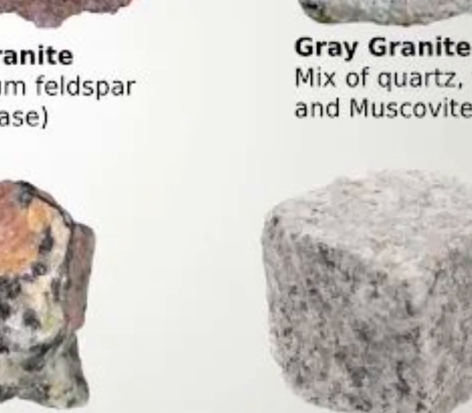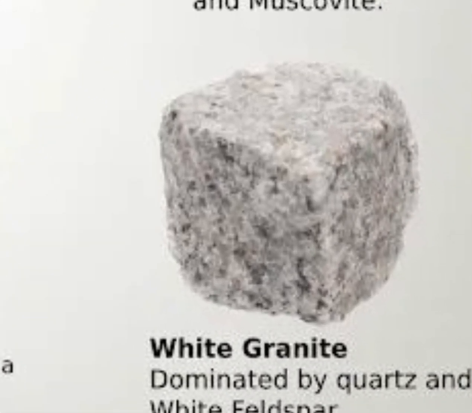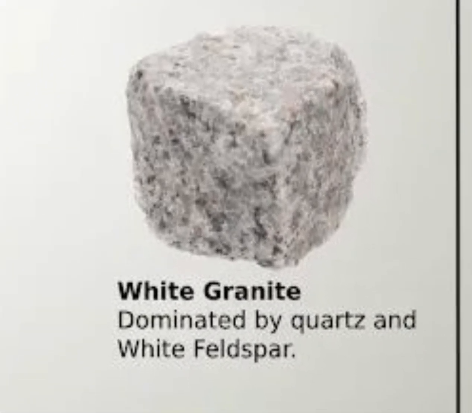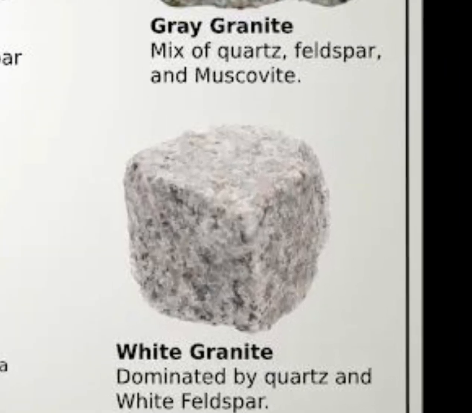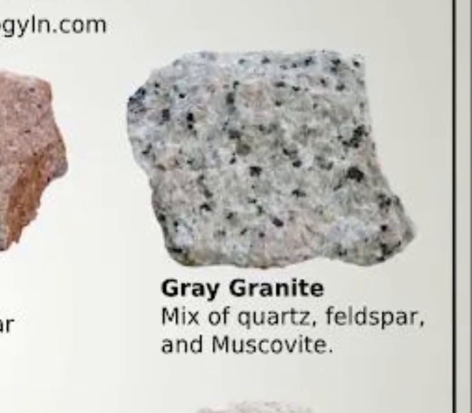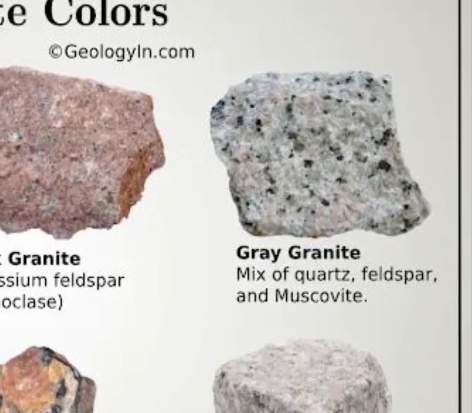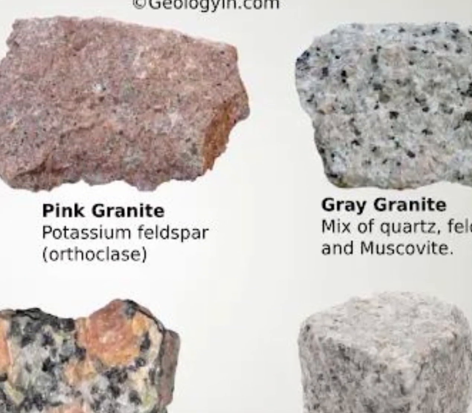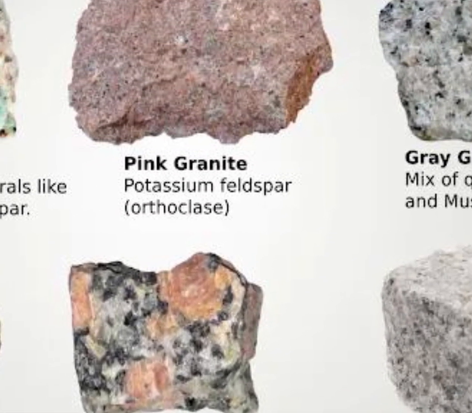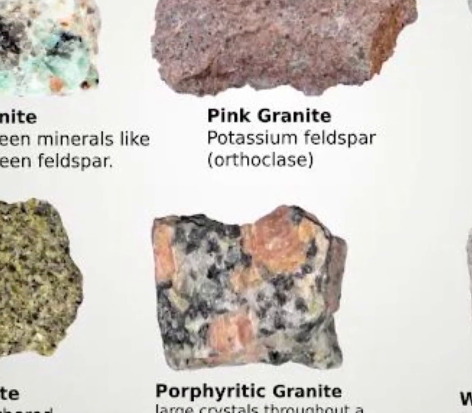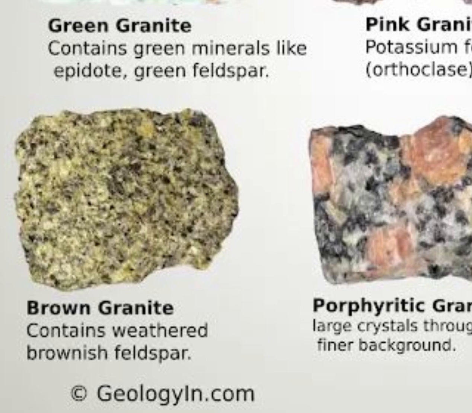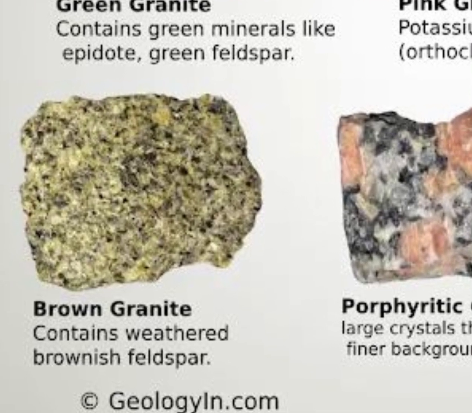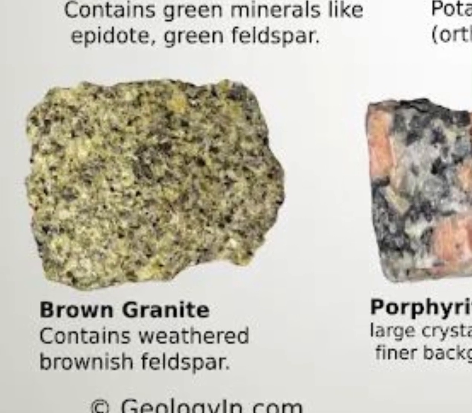When we talk about quartz and white feldspar, dominated by light-colored minerals, quartz and plagioclase feldspar with very few dark accessory minerals, mixed with quartz, feldspar and muscovite, then we get a balance of white and gray. Plagioclase feldspar with more dark minerals like biotite and amphiboles, and muscovite, a light-colored mica, can also contribute a grayish sheen.